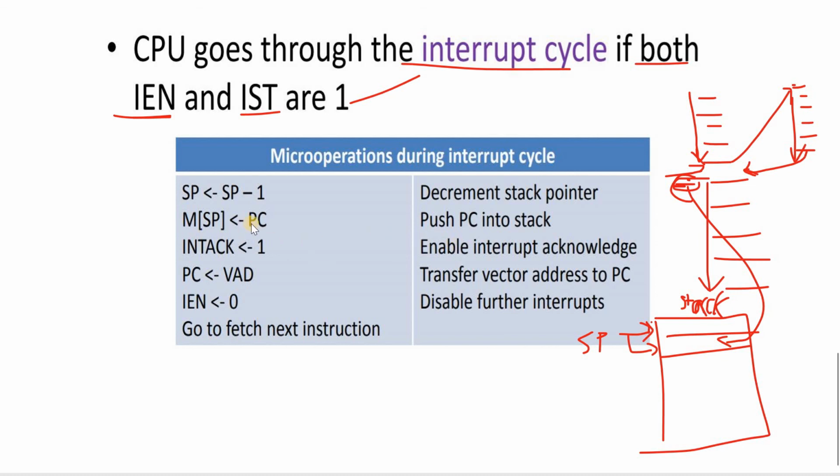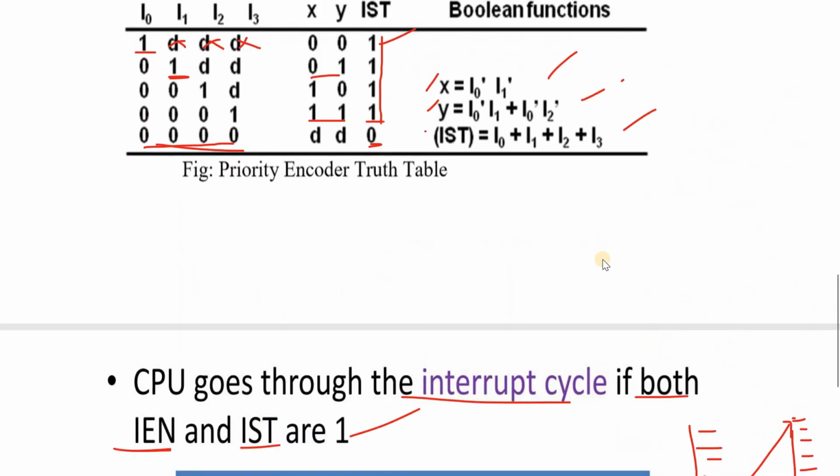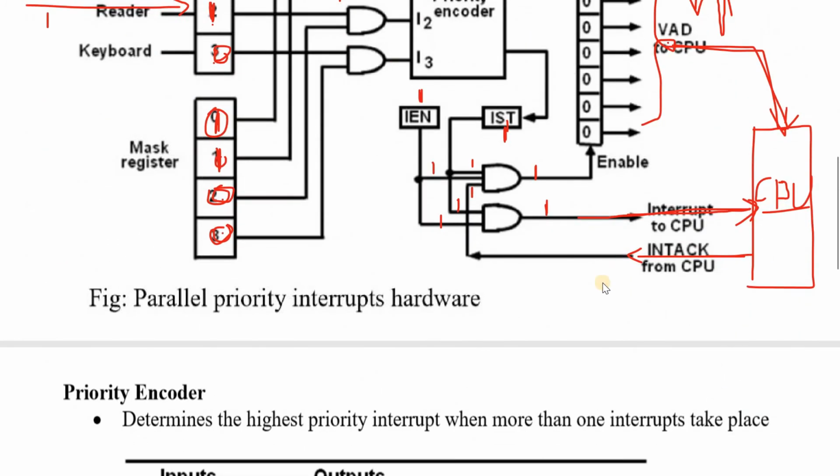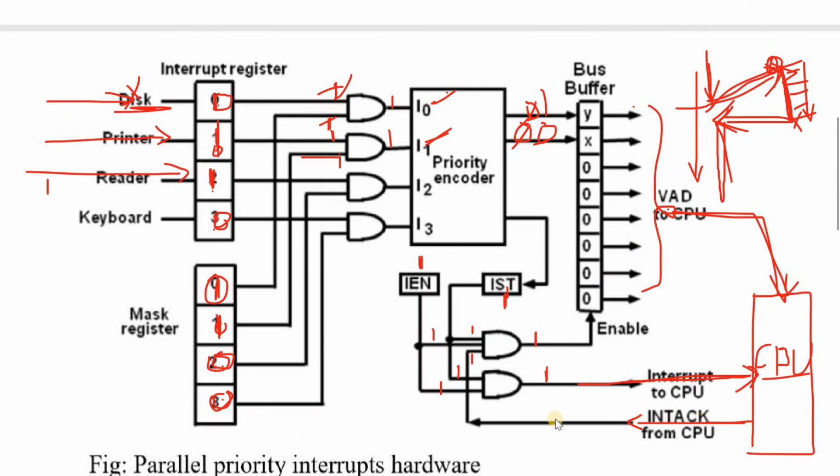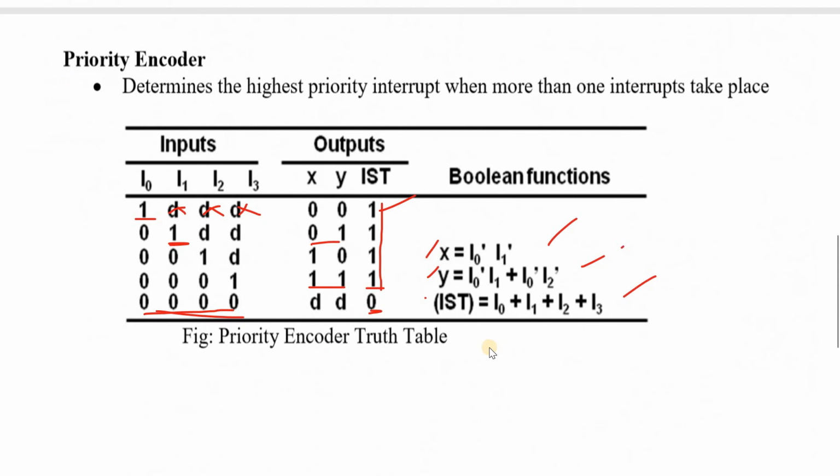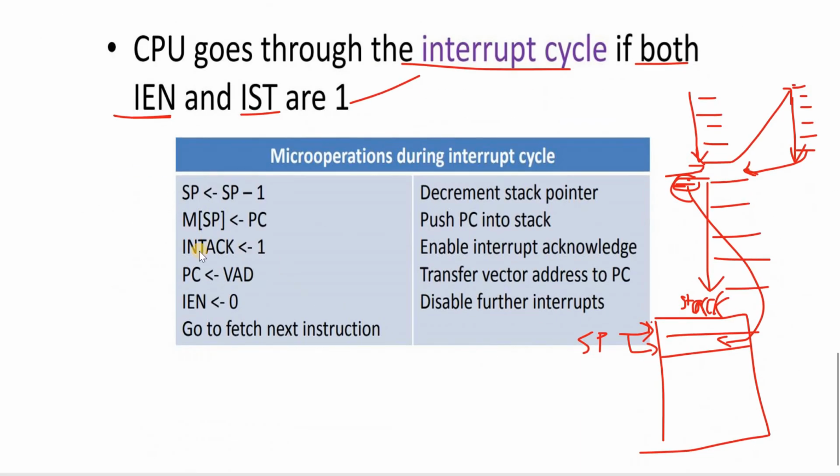Coming to this one, the PC is held by new values, that means the vector address value. The stack pointer is decremented by 1, and the PC is stored into the memory of the stack pointer. In this second case, the address is stored inside this location. Coming to this one, the interrupt acknowledgement signal is enabled.